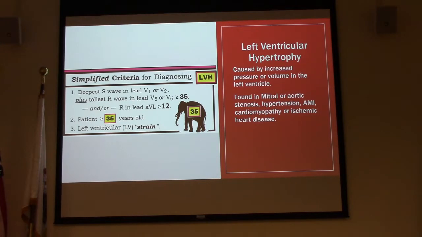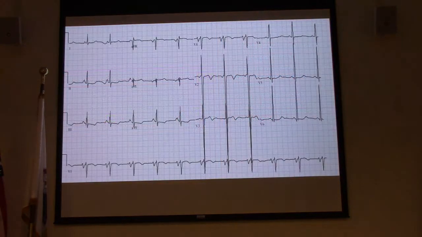Now, this is a pretty controversial method to determine it, but it's the best one that we have come up with. Who's going to have left ventricular hypertrophy? Patients that have high blood pressure, hypertension, pulmonary hypertension, patients who have heart disease, or someone who is actually suffering from an MI at that point.